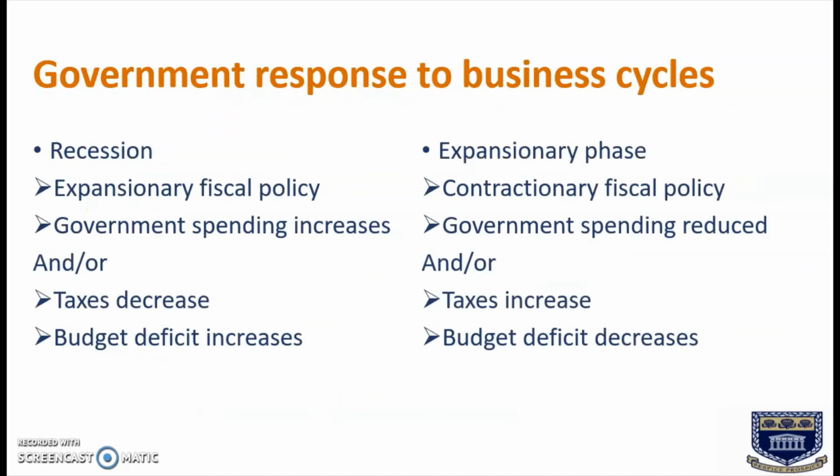Government response to the business cycle. So the government's response is different in different phases of the business cycle. When there's a recession, that is when there's a temporary economic decline, the government applies expansionary fiscal policy. That is, the government starts to spend more, and then it reduces taxes, and then the budget deficit increases. On the other hand, when the business cycle is in the expansionary phase, that is when there's an increase in economic activities, the government applies contractionary fiscal policy. That is, government spending is reduced, and then taxes increase, and then the budget deficit decreases.